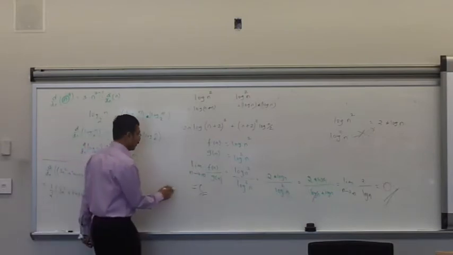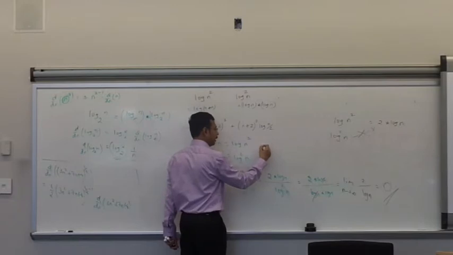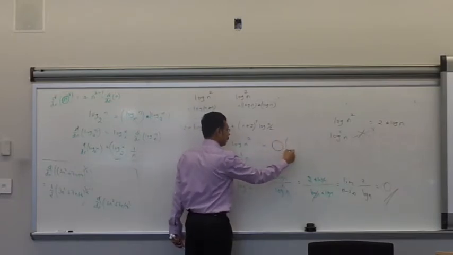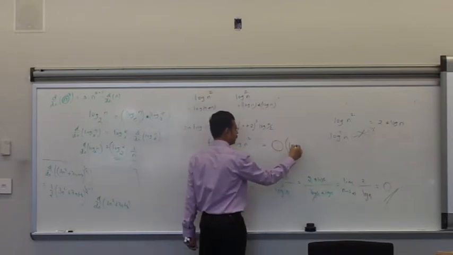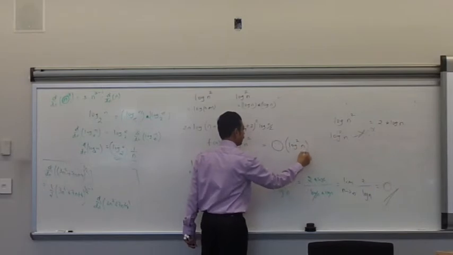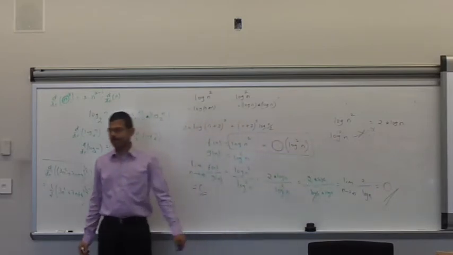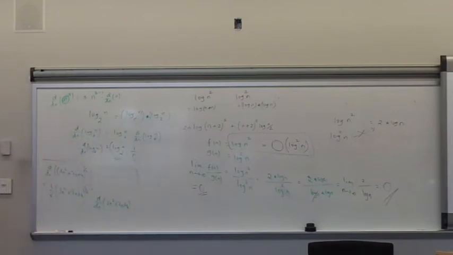So what is our f of n? F of n, which is log n square, is Big O of what? G of n, which is our other function, log square n. So between the two, which one grows faster? Log square n grows faster compared to log n square.